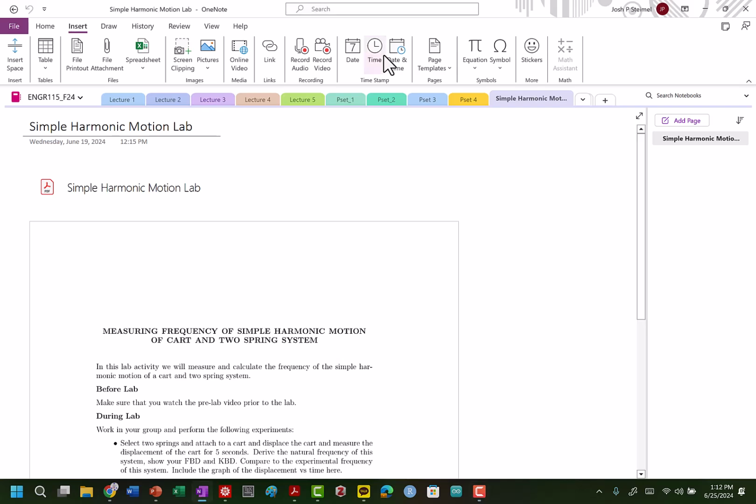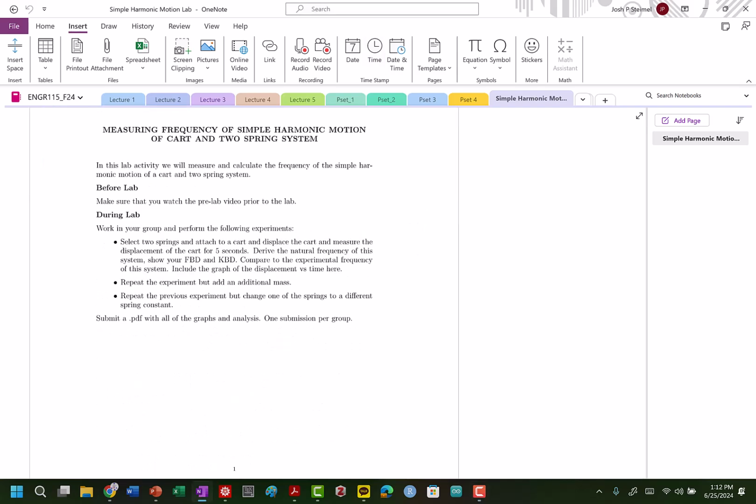All right, everyone, we are going to be doing our simple harmonic motion of our cart and two spring system lab. Just like we talked about at the end of our lecture, we're going to be looking at a system, basically a vibration system. So, what does that mean?